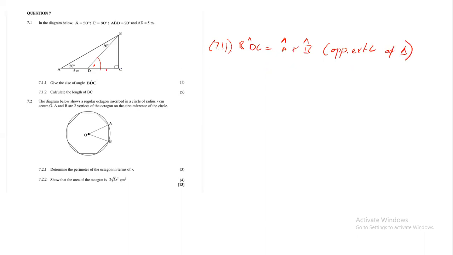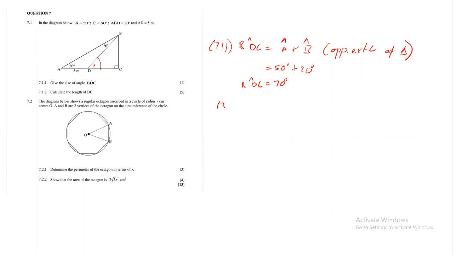This is one of the reasons why we say this angle is equal to the sum of these two opposite interior angles. In this case, angle A is 50 degrees plus angle B, which is 20 degrees. The sum is most definitely 70 degrees. That means angle BDC is 70 degrees. This is the magnitude of the angle, and we're done with 7.1.1 for only 1 mark.